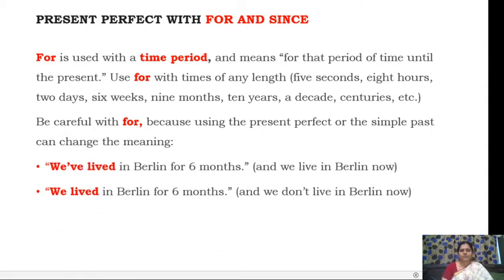Be careful with for because using the present perfect or the simple past can change the meaning. We have lived in Berlin for 6 months. That means we live in Berlin now. We lived in Berlin for 6 months. That means we don't live in Berlin now. So we have lived is present perfect. We lived is simple past. So this is from past to present, that means we live in Berlin at present. But the second sentence means that they don't live in Berlin now.